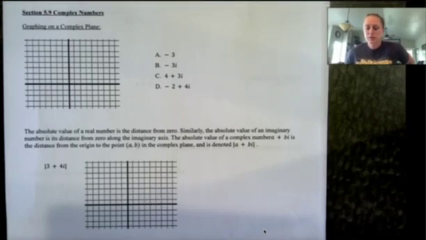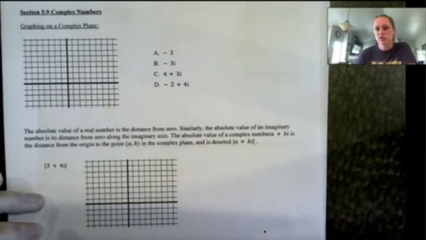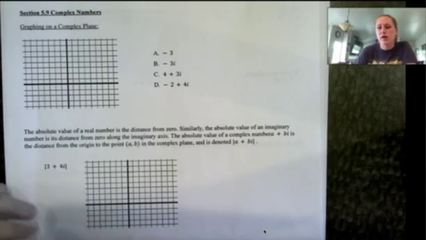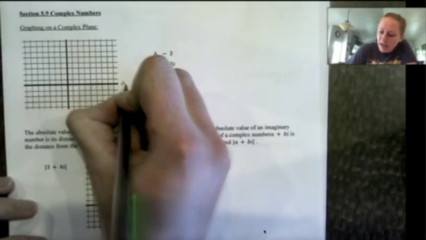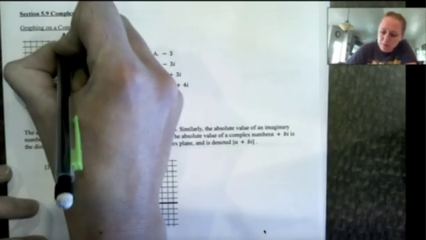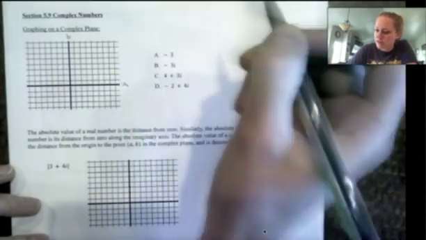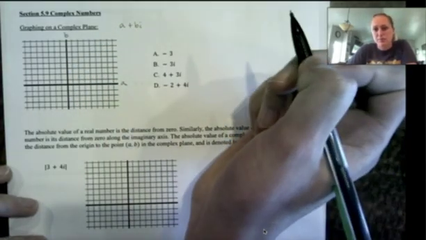I'm going to talk a little bit more about complex numbers. We're first going to start by graphing complex numbers on a complex plane. So this is going to look super similar to graphing an x and y ordered pair. The x-axis is our a-axis or our real axis. And the y-axis is our b-axis or imaginary axis. And again, this is coming from the complex number a plus bi.